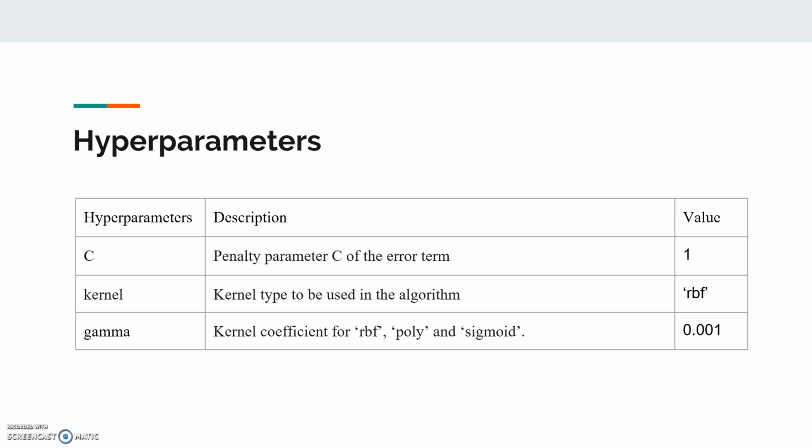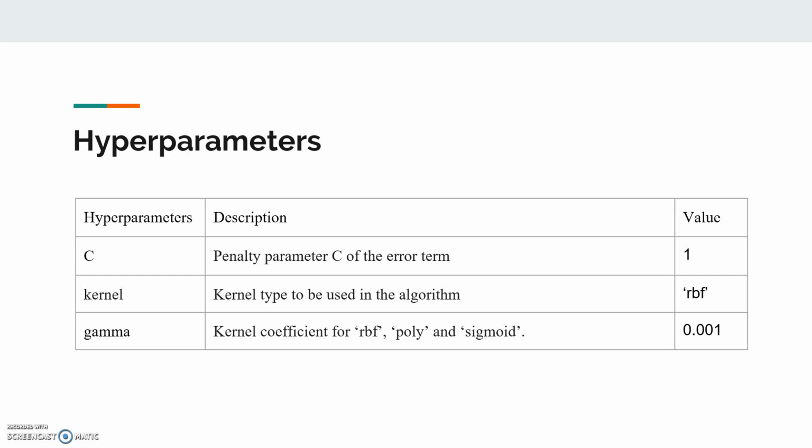So C is the penalty parameter of the error term. When C is large, the hyperplane will be small so that it can classify more records correctly. But in the meantime, there is a risk of overfitting. And the kernel is the kernel type to be used in the algorithm.